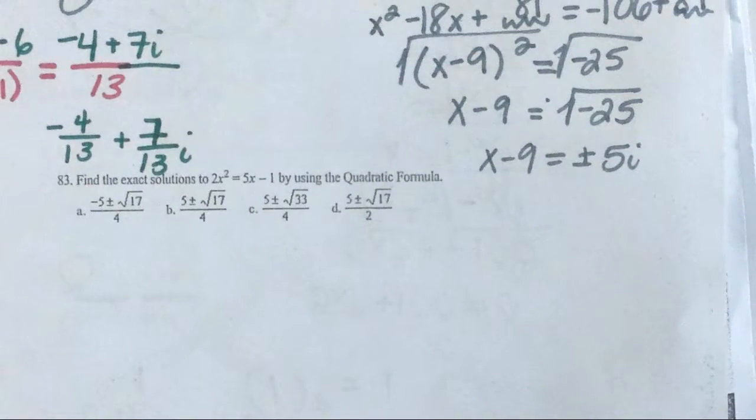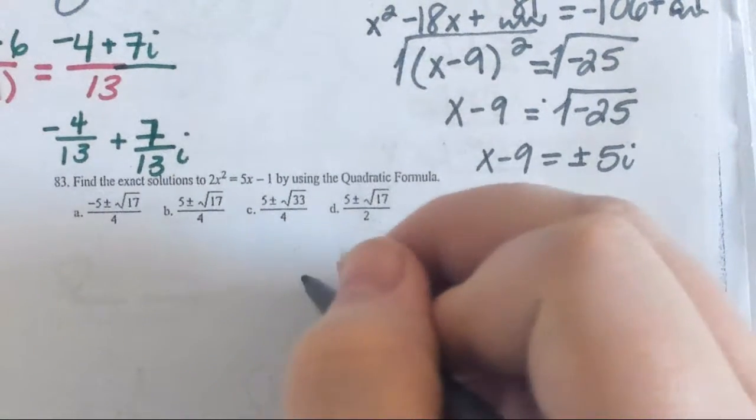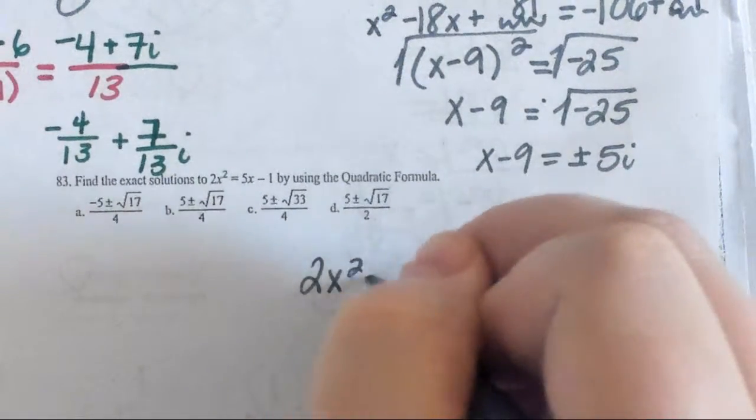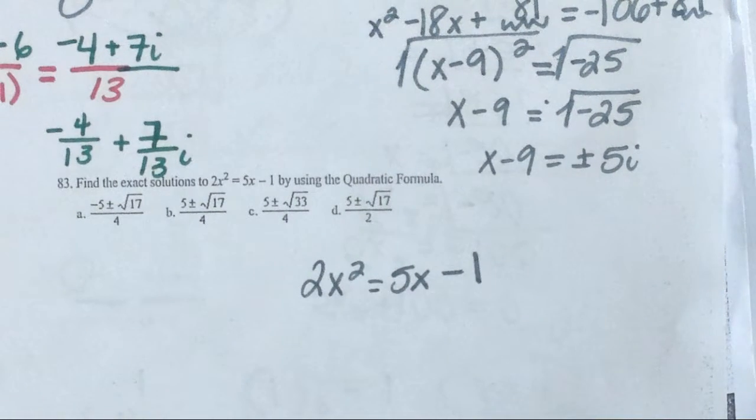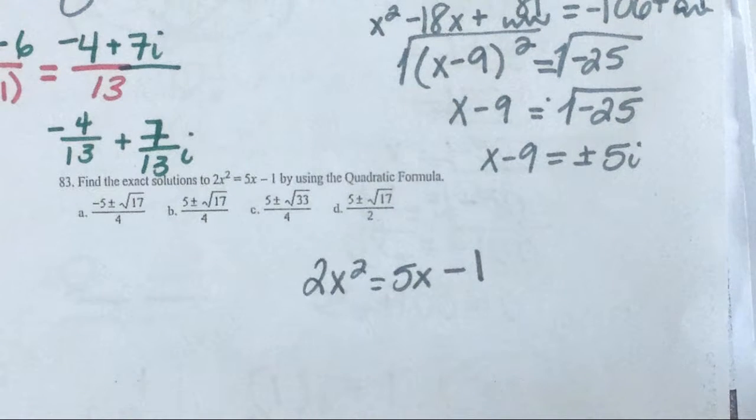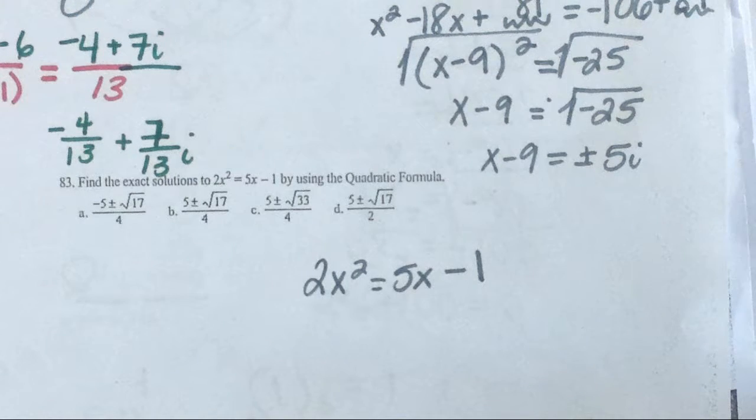Ah, they tricked you. Okay, they want us to find the exact solution to 2x squared equals 5x minus 1 by using the quadratic formula. What's my A, B, and C for the quadratic formula? 2. And what's my B? 5. And my C? 1. Why is he wrong?